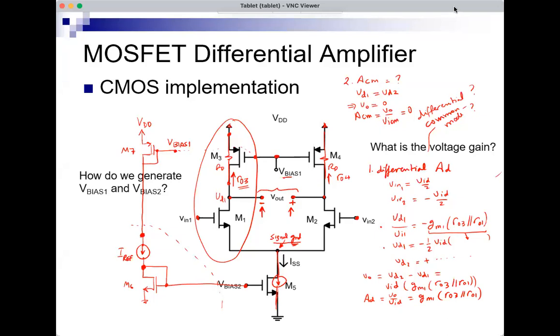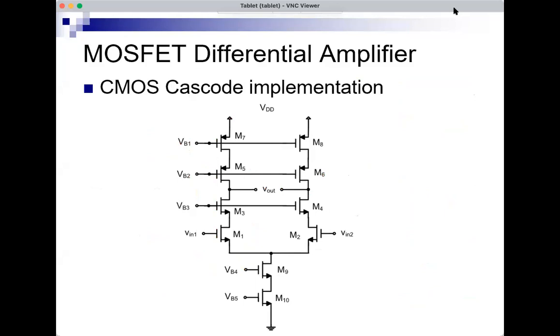Okay, I hope you're ready for the next slide. Here's the differential amplifier built out of cascodes. Okay, now we need some time to just understand what we have here.